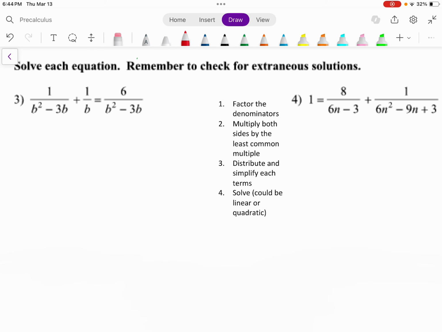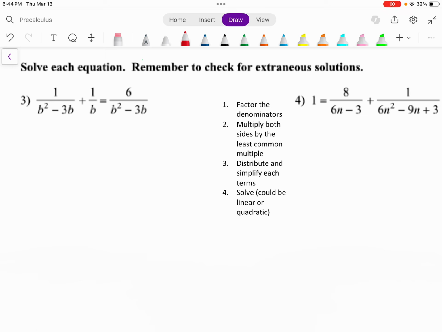So here we go. We see the steps here again in the middle. First, we want to factor the denominators. Then we're going to multiply each side by the least common multiple of the denominator, which really we could say is the common denominator. And we'll distribute and simplify each term. And then we're going to solve whatever we have left after that.